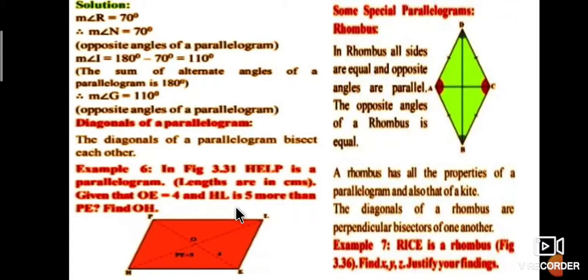Next one is some special parallelograms, that is rhombus. In a rhombus, all sides are equal. The opposite sides are parallel, and the opposite angles of a rhombus are equal. Such a figure is called a rhombus.